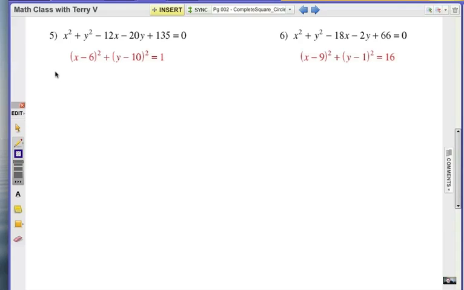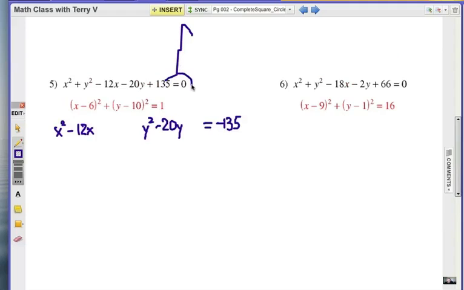All right, you can see the two answers here, and I hope that you really did give this a shot and not just watch me do it. But again, the idea is to group your x terms together. So we're going to have x squared minus 12x. Okay, let's leave a little space there. And then we have y squared minus 20y. And leave a space. And then we do have 135, but we are moving it to the other side. In other words, it becomes negative. Okay, I'm going to move that constant to the other side.